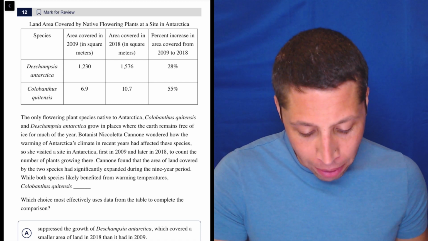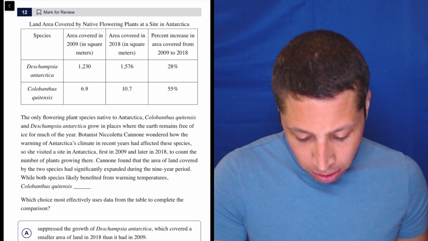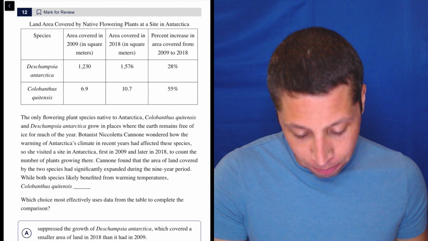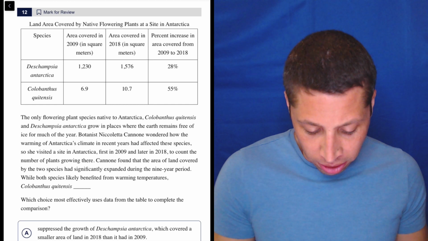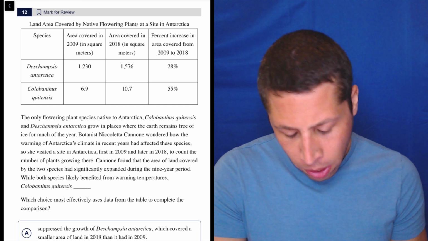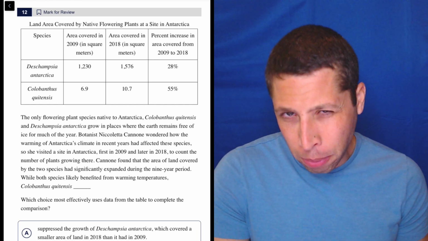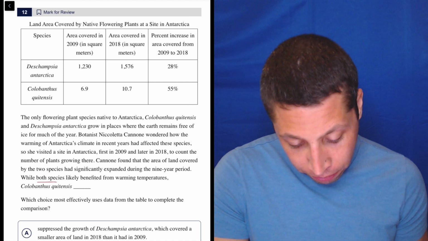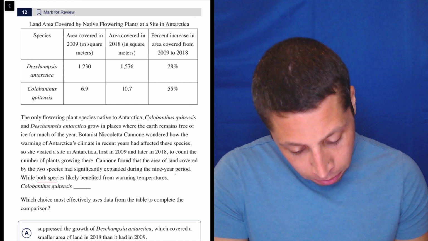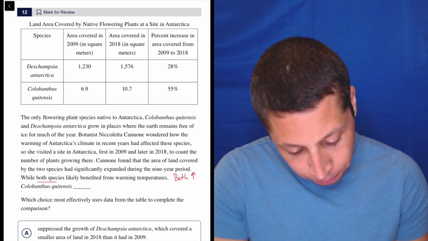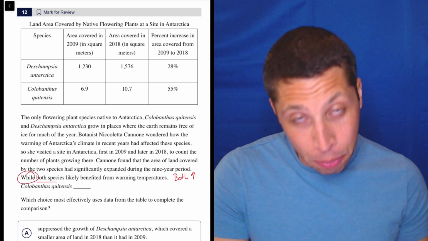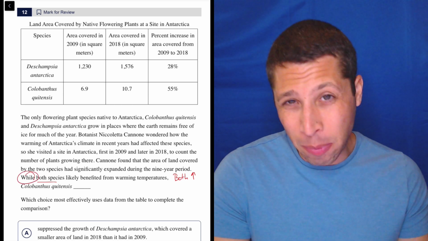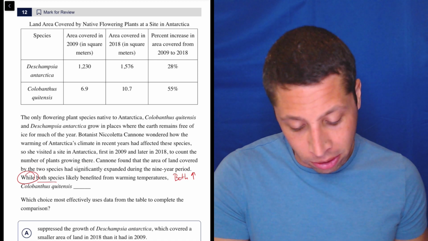While both species likely benefited from warming temperatures, Colobanthus quitensis something. Okay, so this doesn't really seem like a comparison yet, right? So we've got to put it together. Both species benefited, so both increased, but the "while" is telling me probably there's a difference in the increase. So this is me guessing, but let's take a look at the choices. They're going to help us out here.